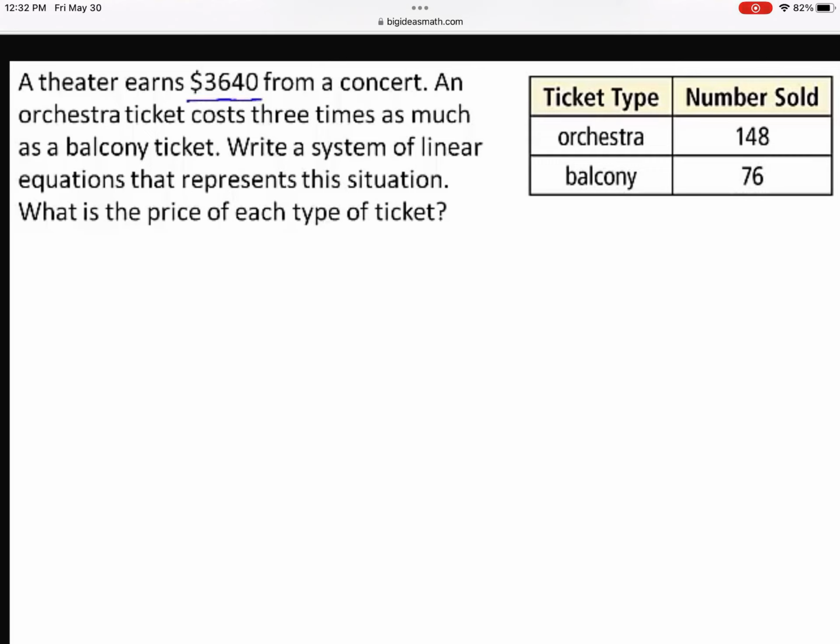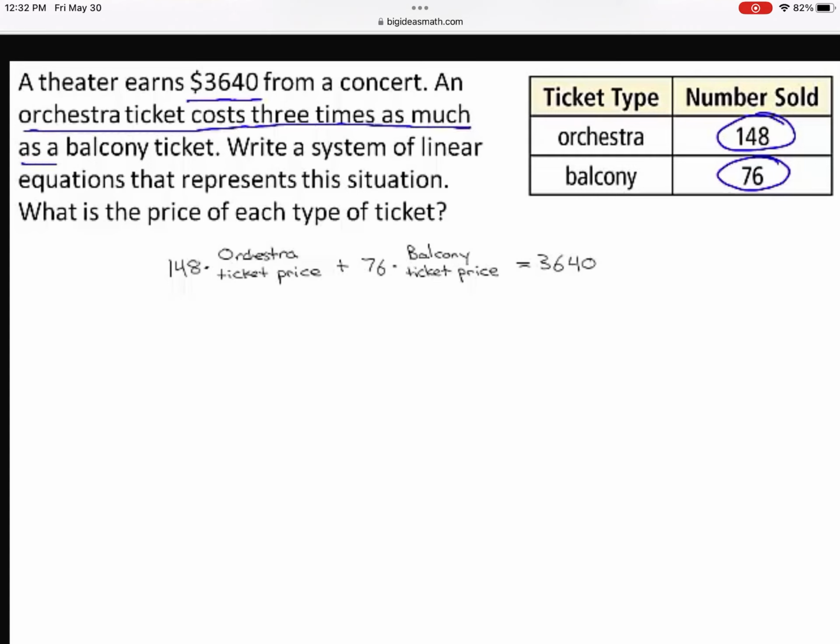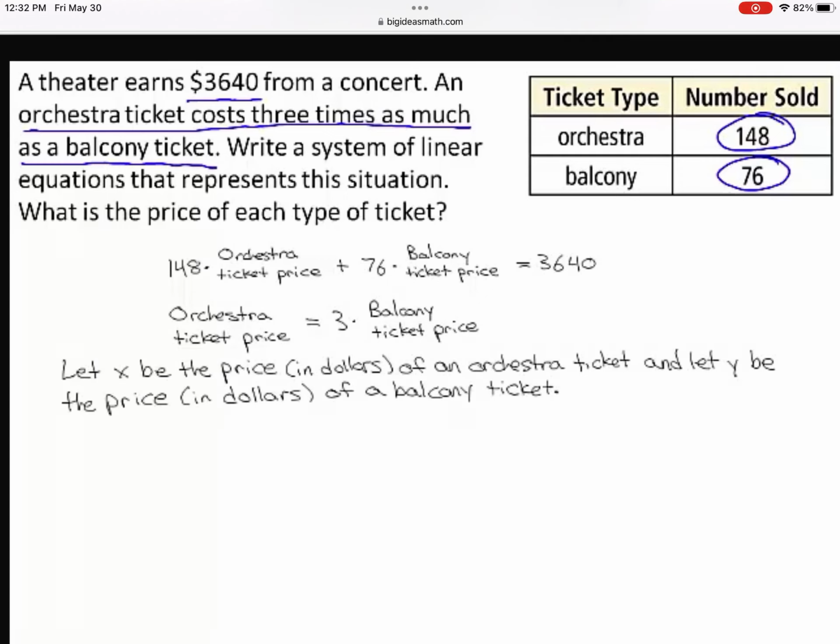Because the theater earns $3,640 from selling 148 orchestra tickets and 76 balcony tickets, 148 times the orchestra ticket price plus 76 times the balcony ticket price equals $3,640. Because an orchestra ticket costs 3 times as much as a balcony ticket, the orchestra ticket price equals 3 times the balcony ticket price. Let x be the price in dollars of an orchestra ticket and let y be the price in dollars of a balcony ticket.